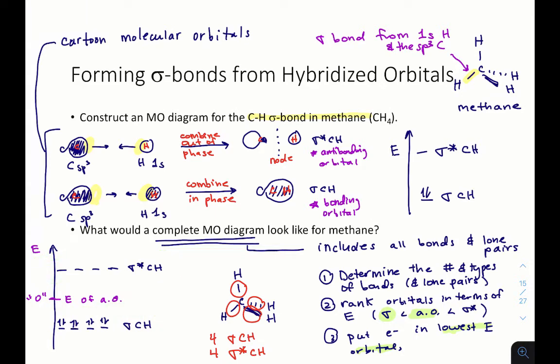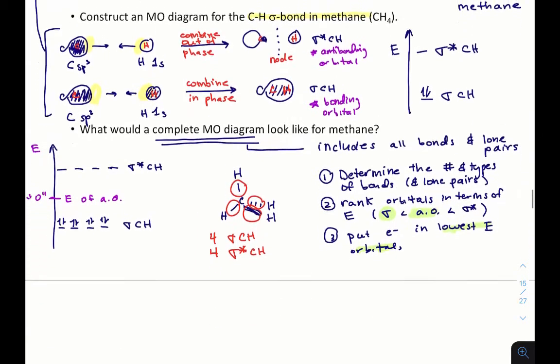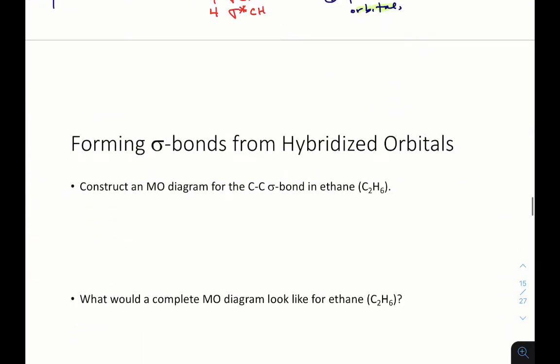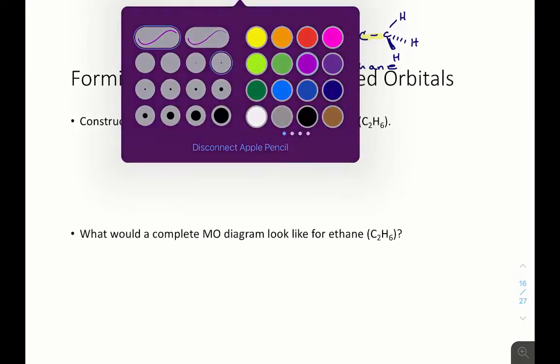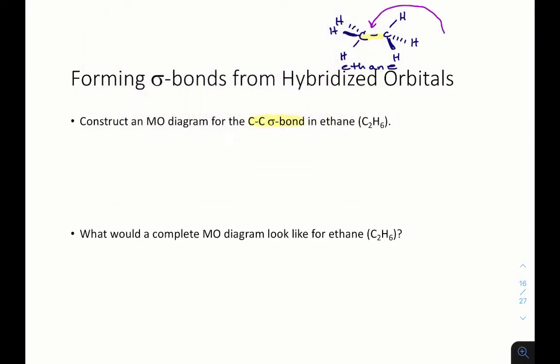Be sure that you feel oriented and understand this exercise. Watch it again if necessary, because we are going to try again now, and you should try yourself first to draw an MO diagram for the carbon-carbon sigma bond this time in ethane. And then, once you've done that, draw a complete molecular orbital diagram for ethane, for all the bonds in ethane. Pause and give that a try. Now let's compare our answers.